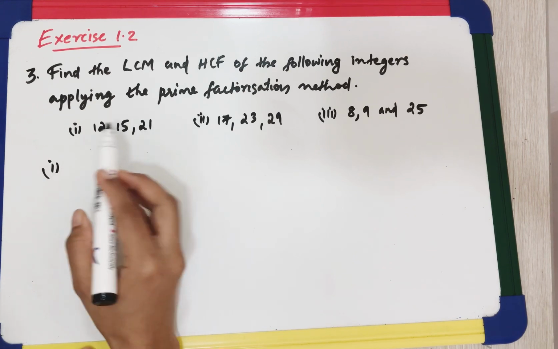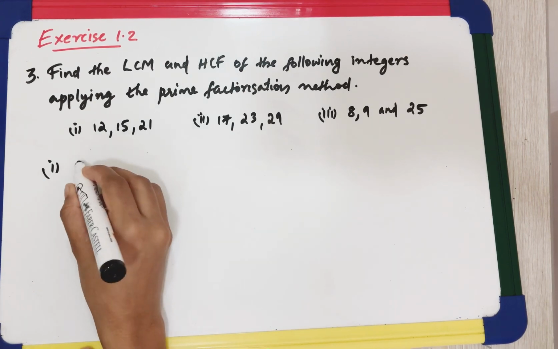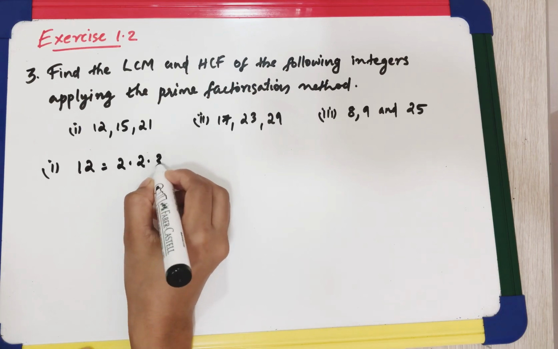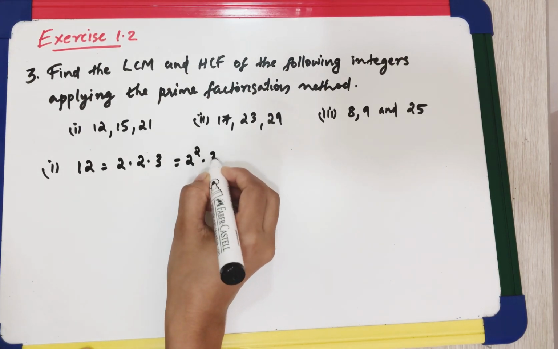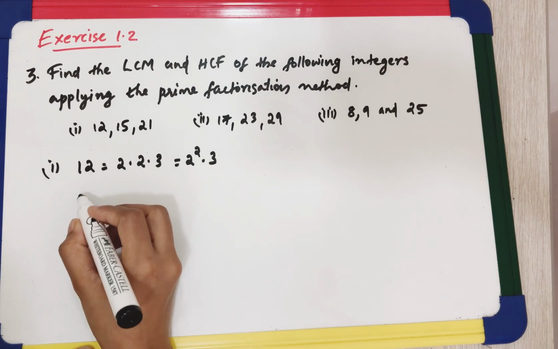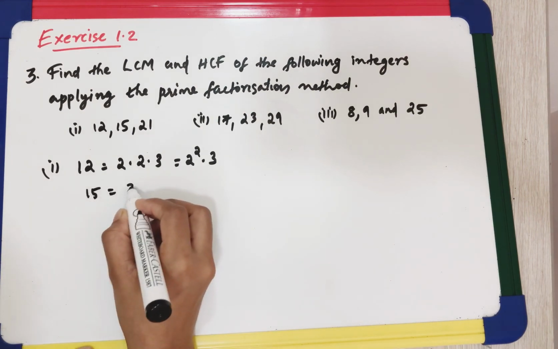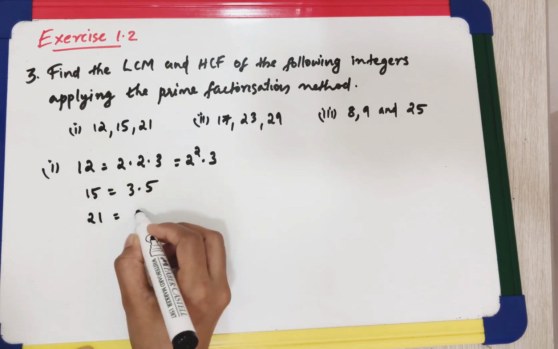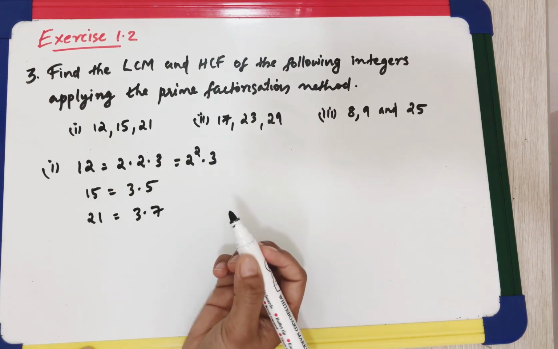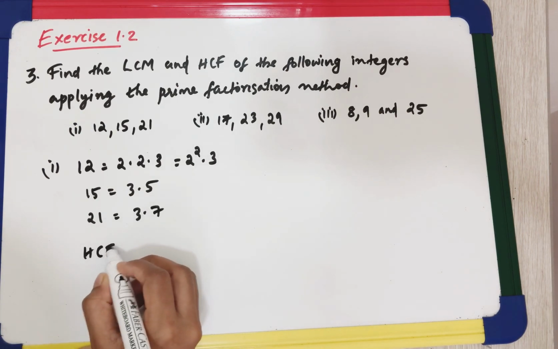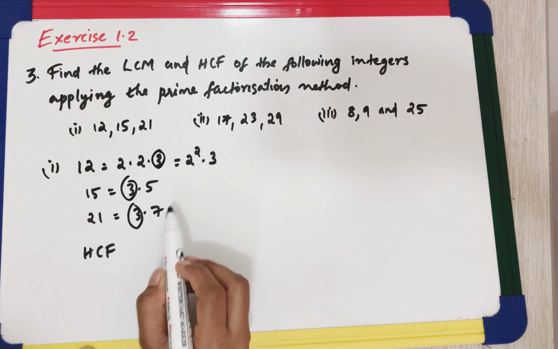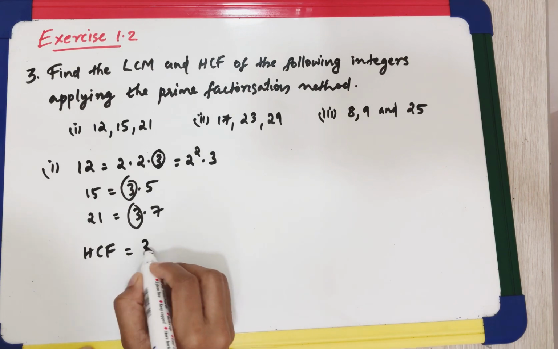First one, the prime factorization of 12 is equal to 2 into 2 into 3, which is equal to 2 square into 3. Prime factorization of 15 is 3 into 5. And prime factorization of 21 is 3 into 7. Now HCF, here the common factor is 3. The only common factor is 3. Hence the HCF is equal to 3.